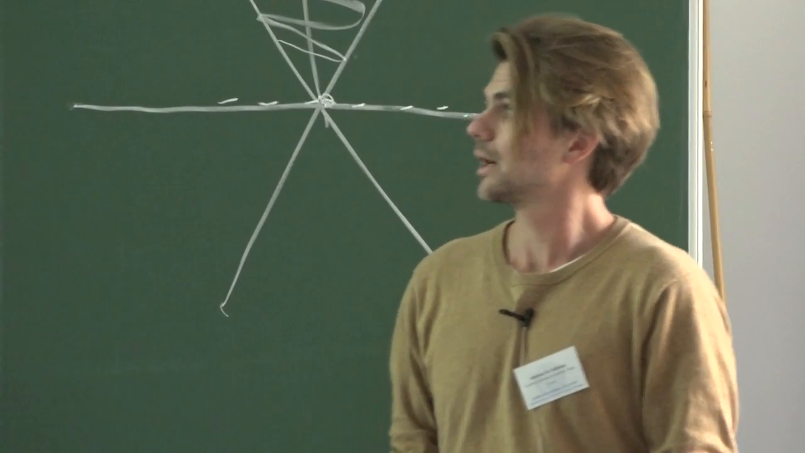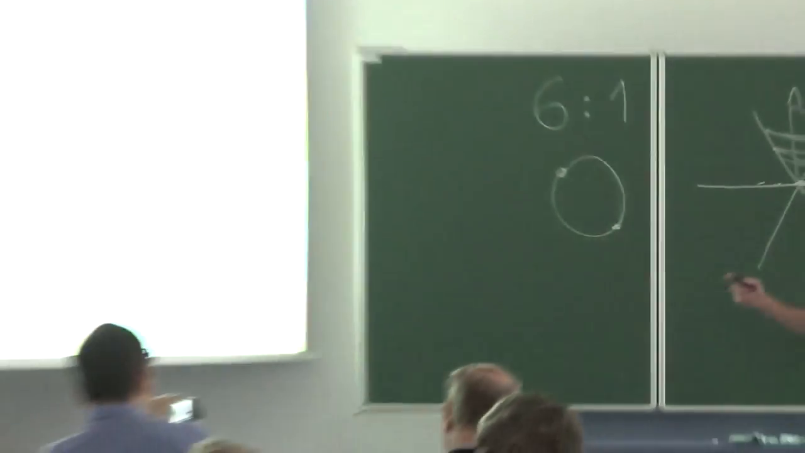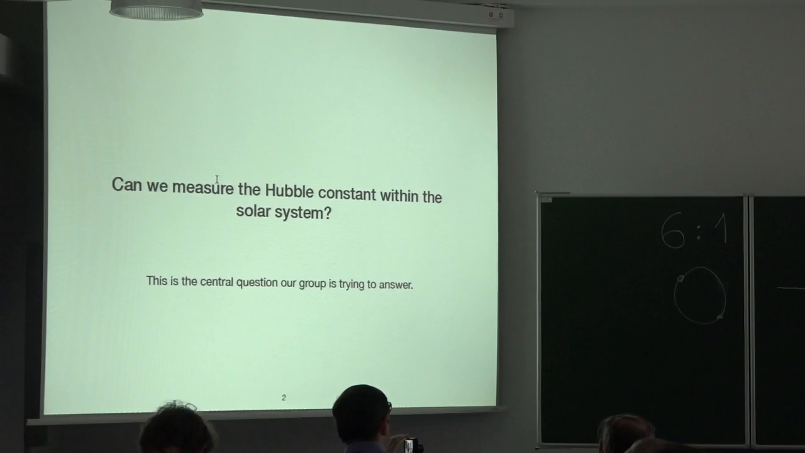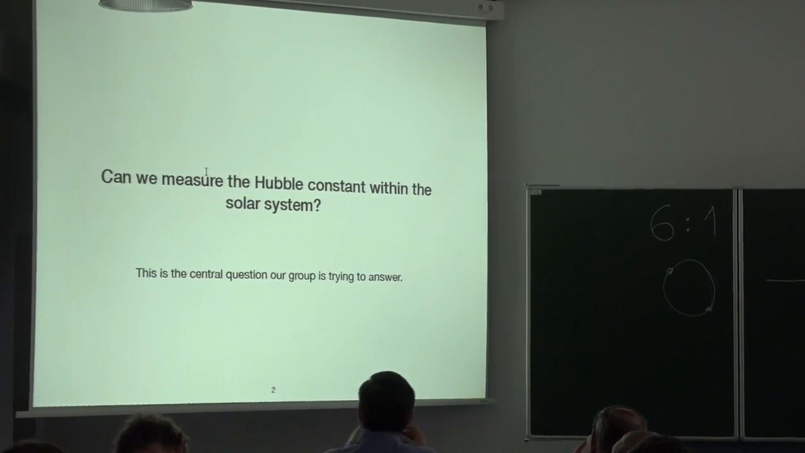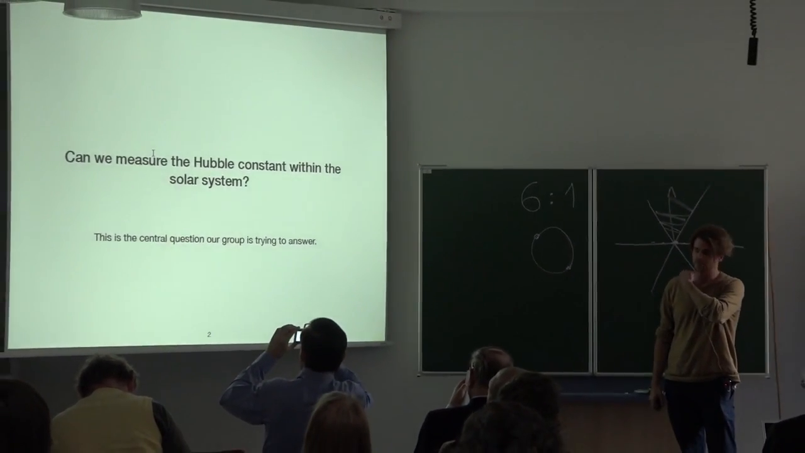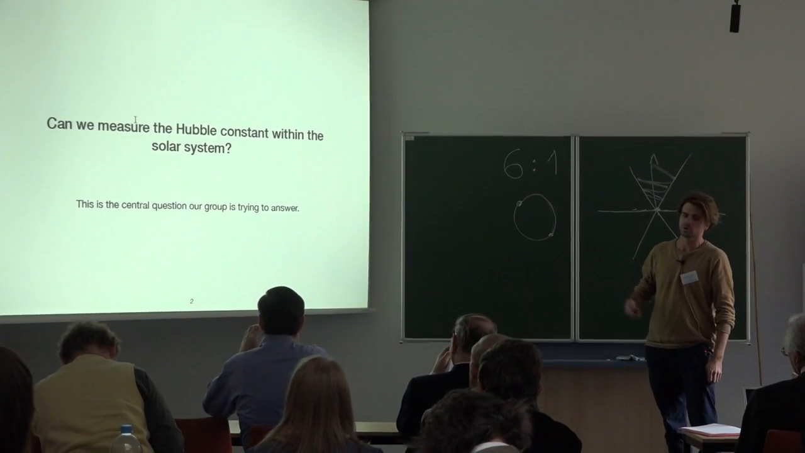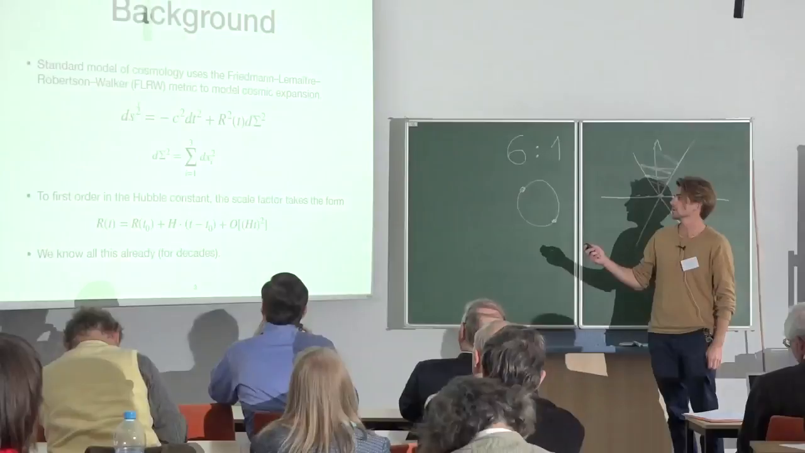talk about right now. So the question that we're trying to answer in our group is whether or not we can measure the Hubble constant within the solar system, which is a relatively controversial statement to make. So I'm going to go through that and the logic behind that.